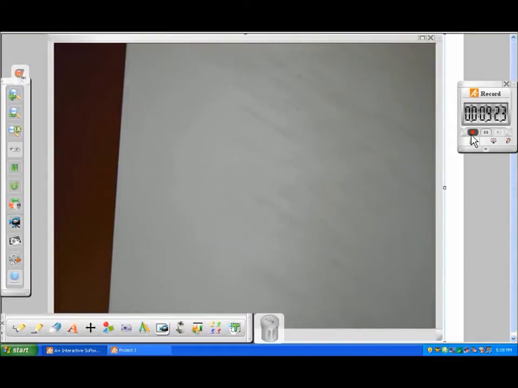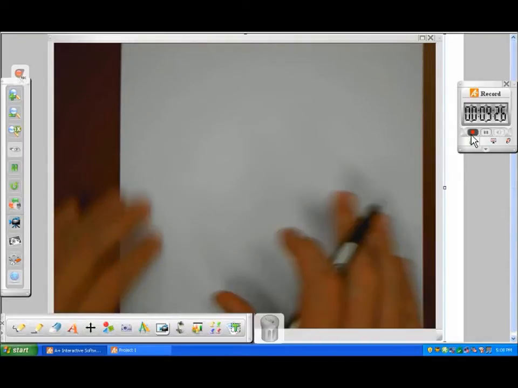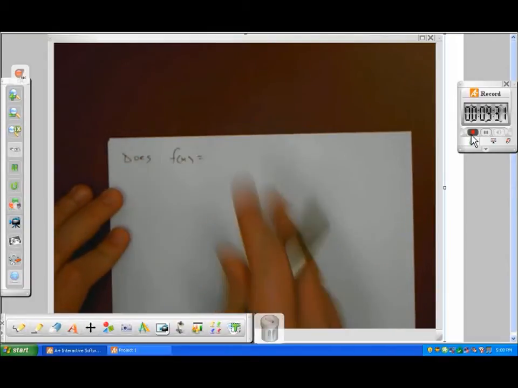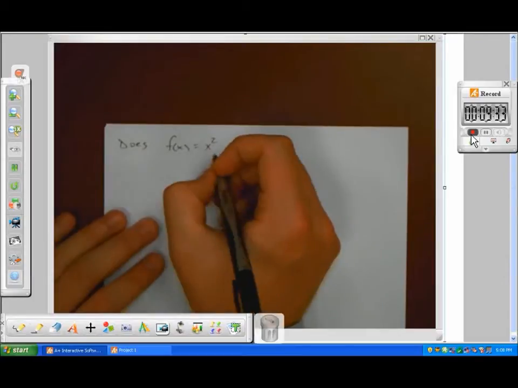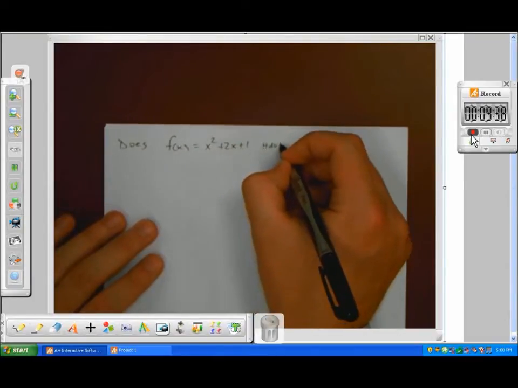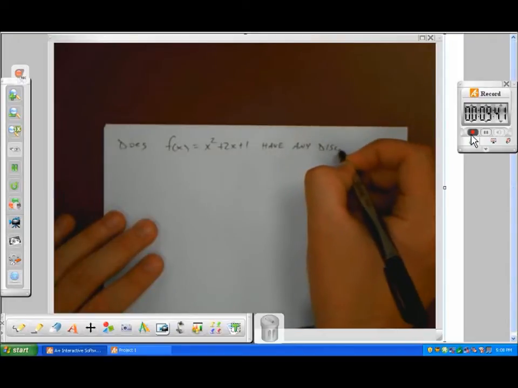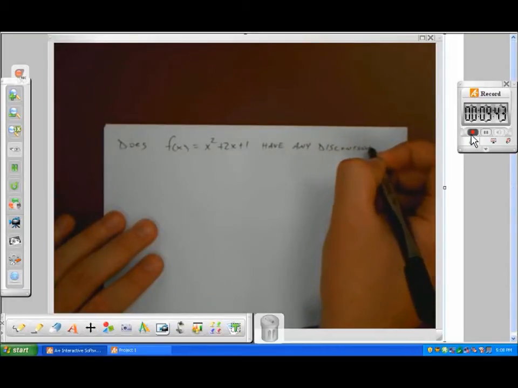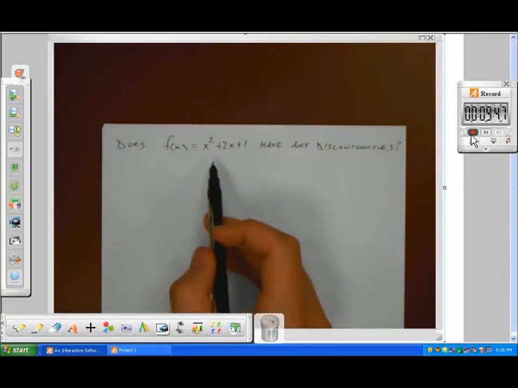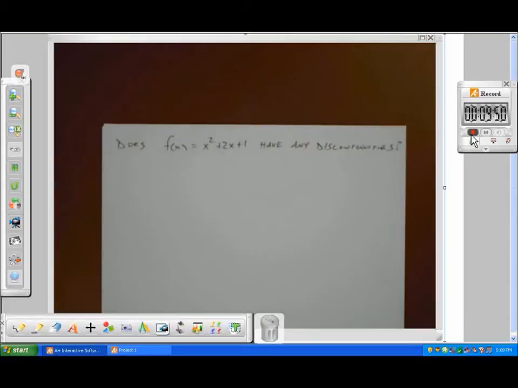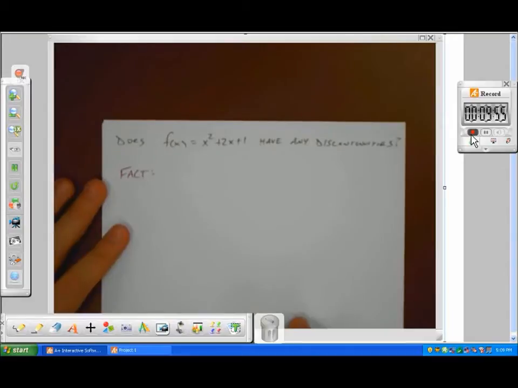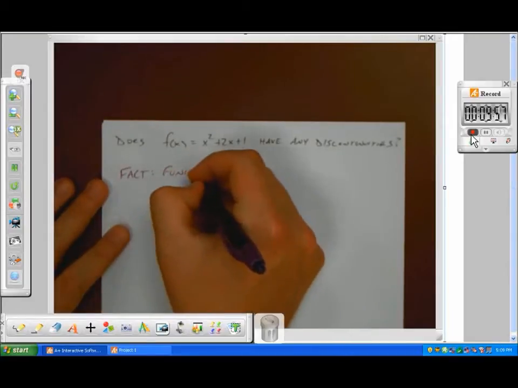How about another example? Does f of x equals x squared plus 2x plus 1 have any discontinuities? So that's our next question. Does this function have any discontinuities? And it requires us to know a fact. Fact. Functions are continuous on their domain.